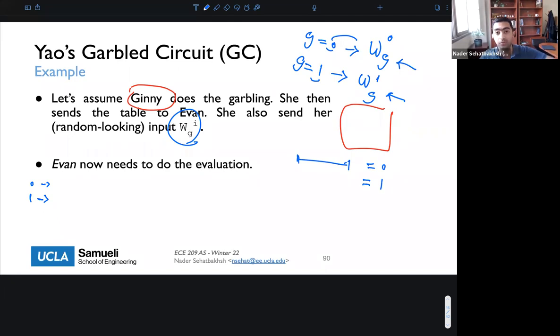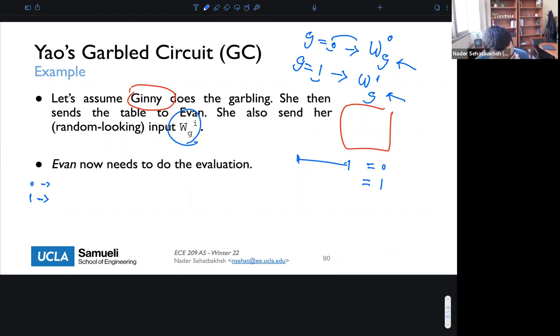So she's not going to reuse the same random labels. Otherwise, by looking at these labels multiple times, Eve will understand at least whether these were the previous inputs or a new input. So every time that Genie wants to send a new set of inputs, she creates a new set of random labels.